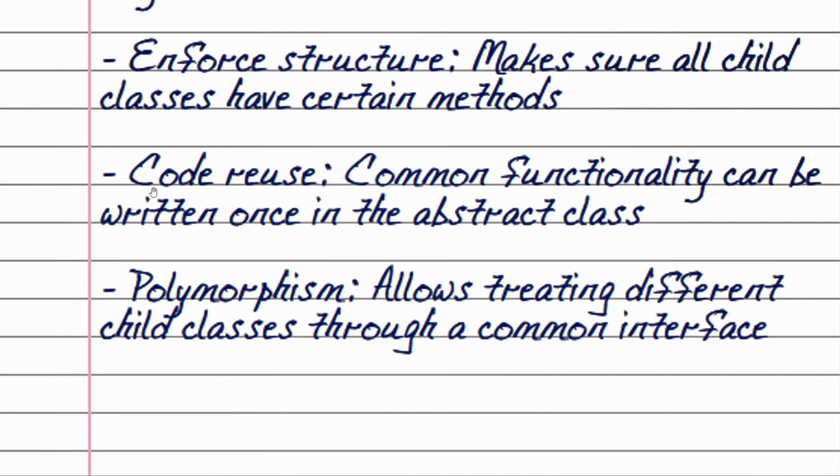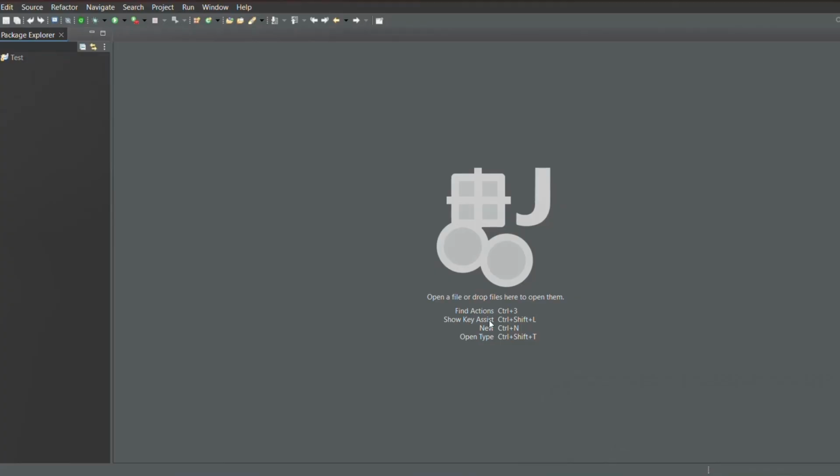The next point is code reuse. Common functionality can be written once in the abstract class. So if there is common functionality, we write it once in the abstract class. The next point is polymorphism, which allows treating different child classes through a common interface. We will see an example in the practical session. Let's start with the practical session.